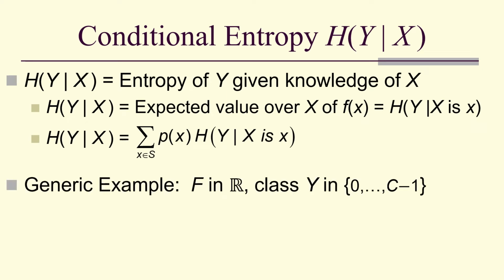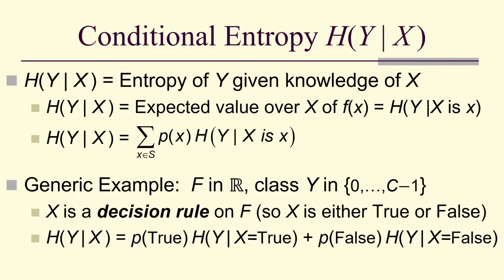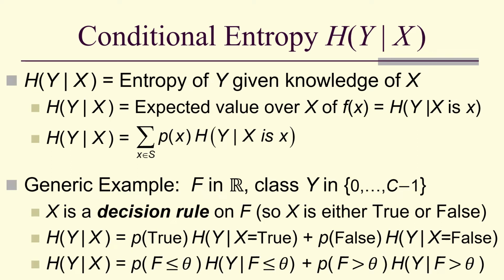So in an example, F in R and Y is one of C labels. X is a decision rule on F. It's either true or false. And the conditional entropy of Y given X is therefore the sum where little x equals 1, plus the sum where little x equals 0. Written in terms of the decision rule, it's the probability of F less than theta times the specific conditional entropy of Y given F less than theta, plus the probability of F greater than or equal to theta times the specific conditional entropy of Y given F greater than or equal to theta.